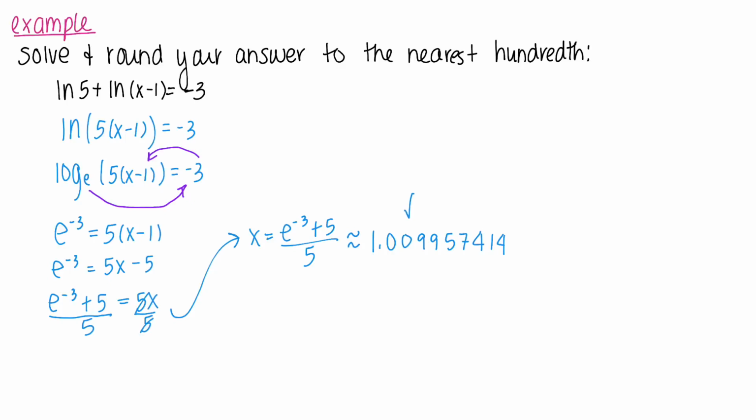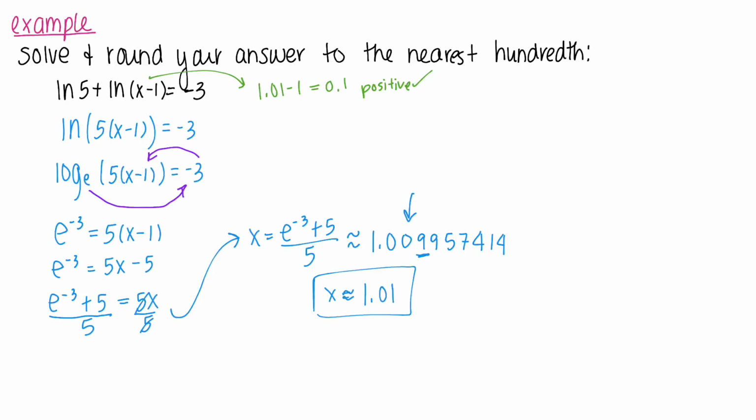So the hundredths place is this place here, and you're looking at that third number to tell if you need to round up. Because that number is greater than 5, it does round up. So this would be 1.01 as our answer. Before we finalize it, we would want to make sure up here that it works. If you plug that in, 1.01 minus 1 would give you 0.01, which is small, but it is still positive, so that will work. Technically, x is approximately 1.01.